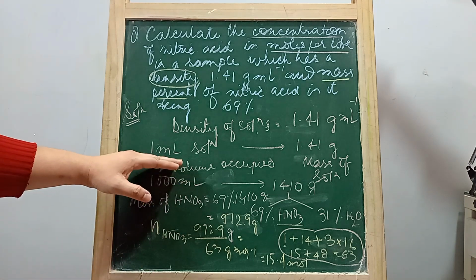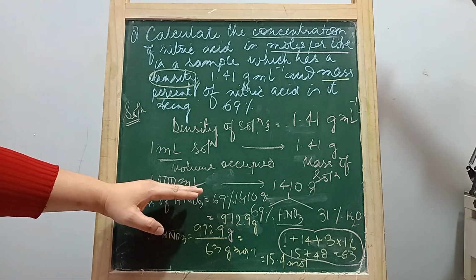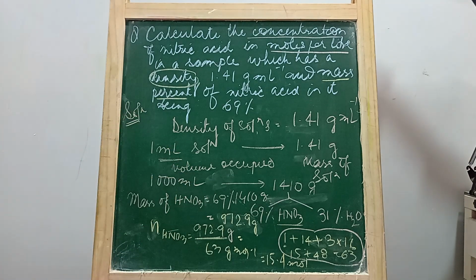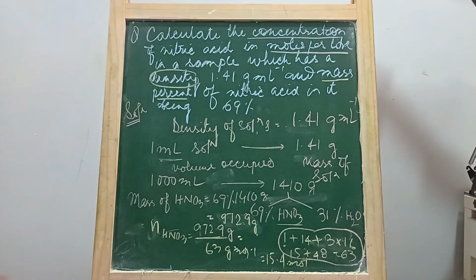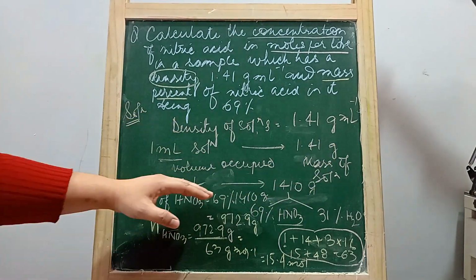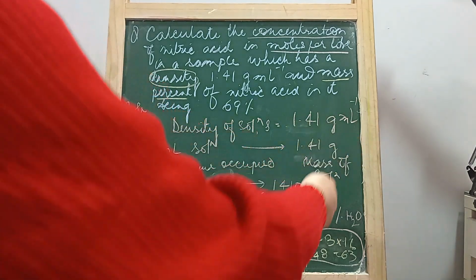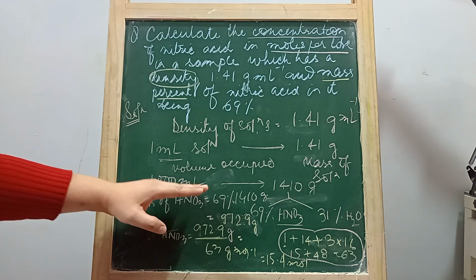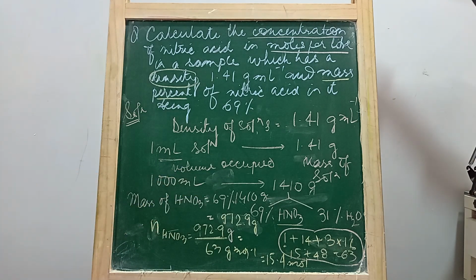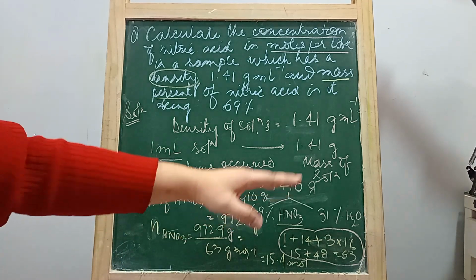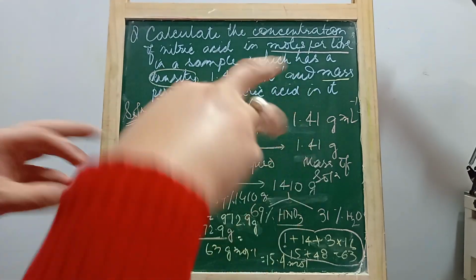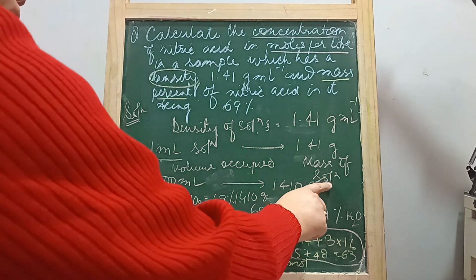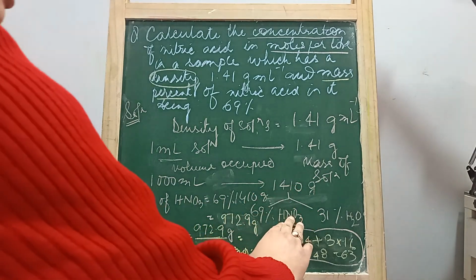So let's convert this into 1,000 milliliter. 1 milliliter becomes 1,000 milliliter by multiplying with 1,000. In 1 milliliter the mass is this much; in 1,000 milliliter, multiply by 1,000. So 1.41 multiplied by 1,000 is 1,410 gram. So the mass of 1 liter of the solution will be 1,410 gram. This is the amount of matter contained in it, right? This is the mass of the solution. The solution contains nitric acid and water.